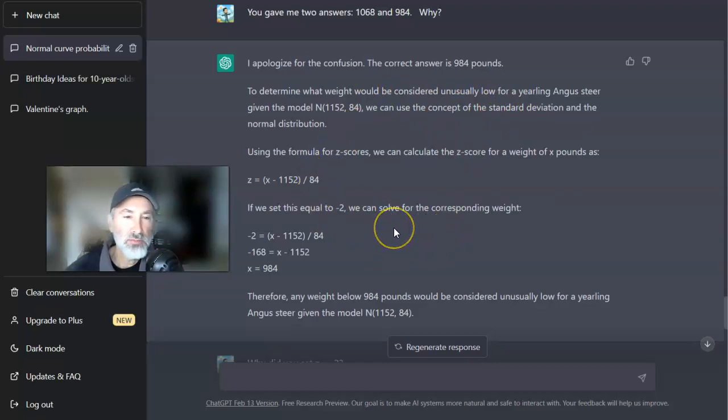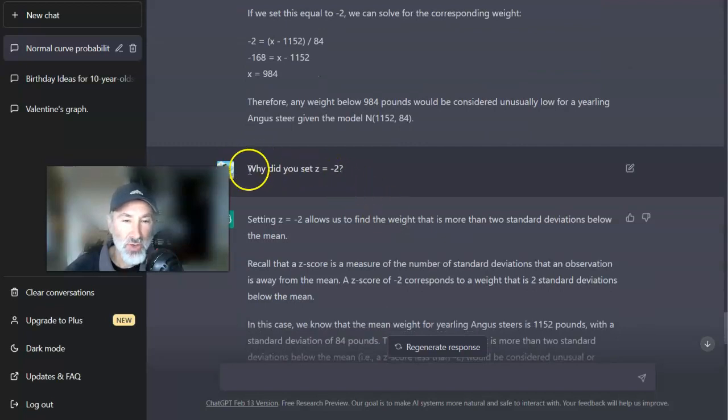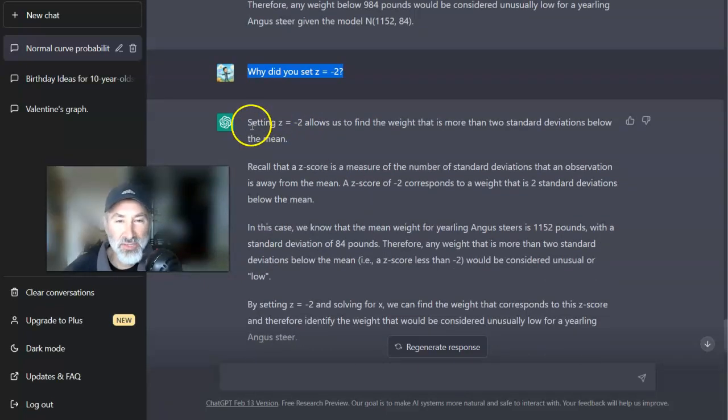Okay. Well, if I was you, I would think that's not sufficient for me to understand why 984 is the better answer. So I decided to probe more deeply. So let's take a look at my next question. I asked, why did you set z equal to -2? Let's take a look. So setting z equal to -2 allows us to find the weight that is more than 2 standard deviations below the mean.